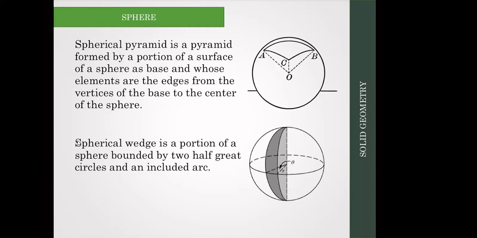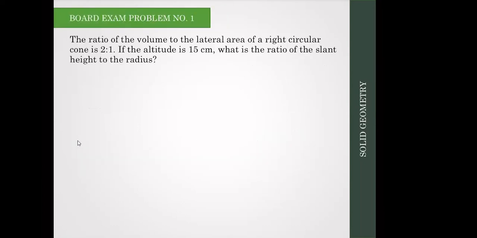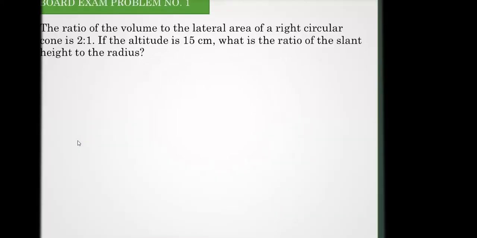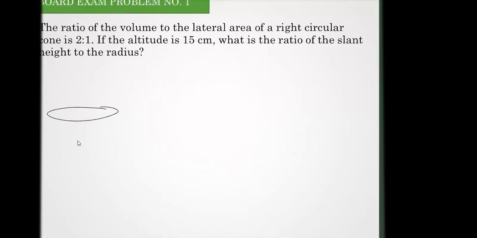Now we will go to our problem solving. I think I prepared 5 examples for this one. Let's solve them one by one. We have this one: the ratio of the volume to the lateral area of a right circular cone is 2 is to 1. If the altitude is 15 centimeters, what is the ratio of the slant height to the radius? So we have a right circular cone. This is the base of our cone. So, say that is our cone.